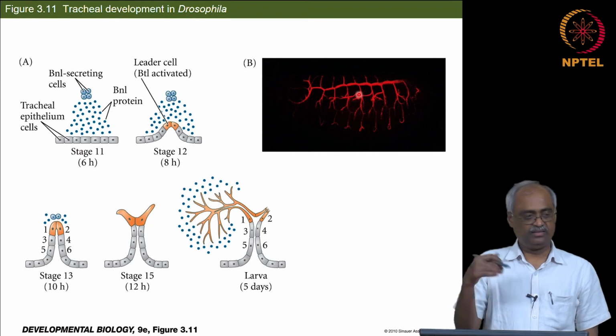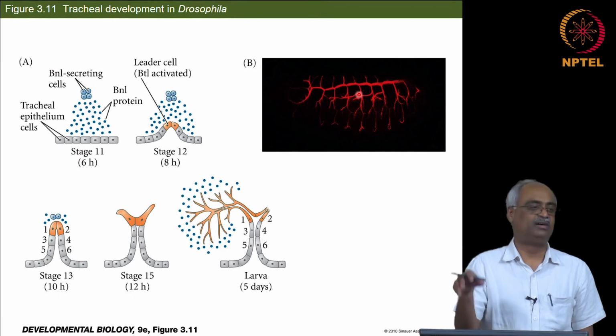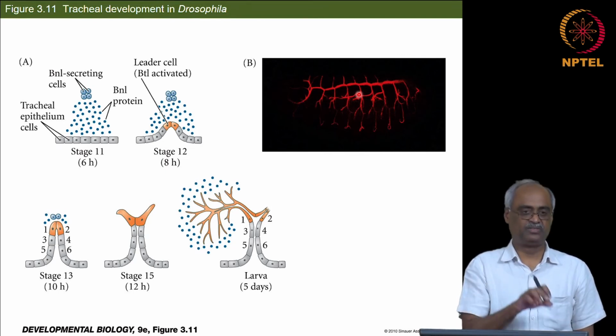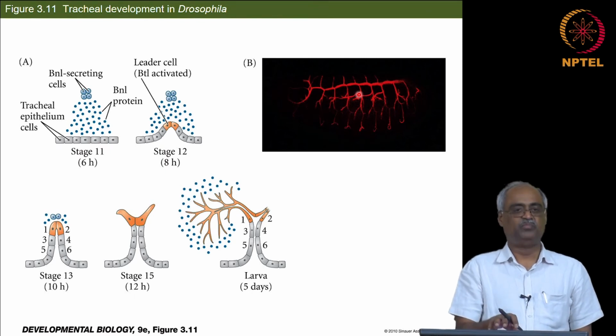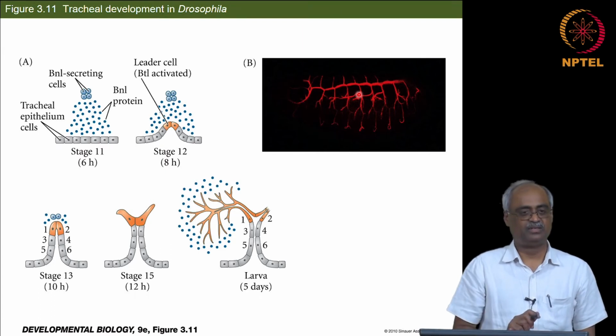So, either through differential gene expression within these cells or through external cues, the cell cytoskeletal and cadherin reorganization is what leads to migration as well as shape changes. Okay, so this is how some of the morphogenesis happens. Is this clear?